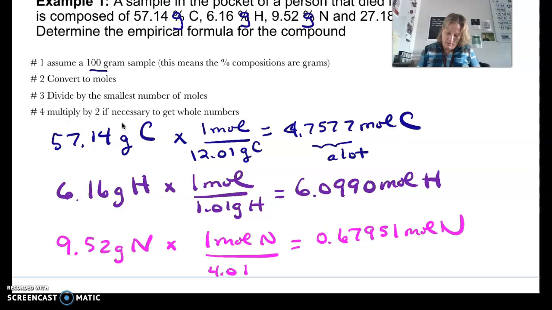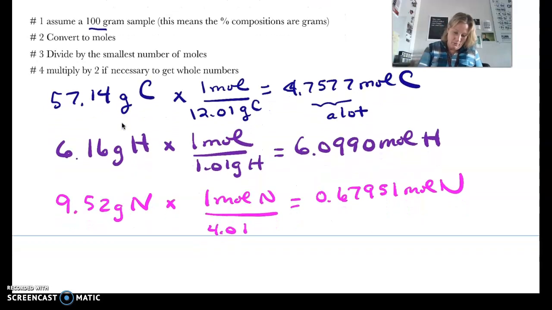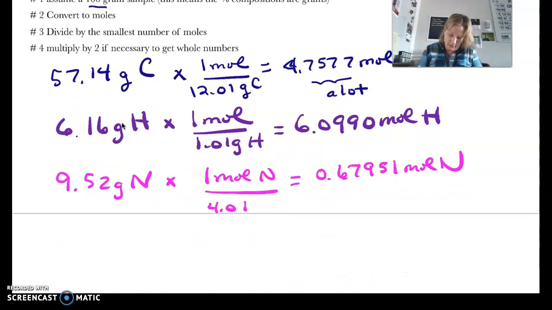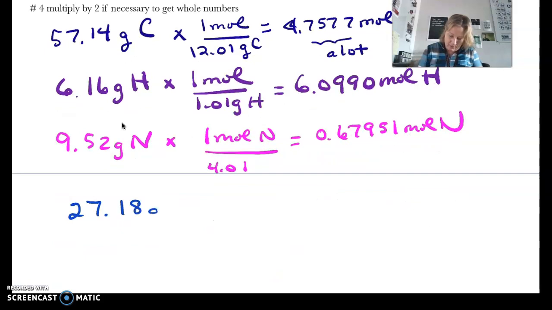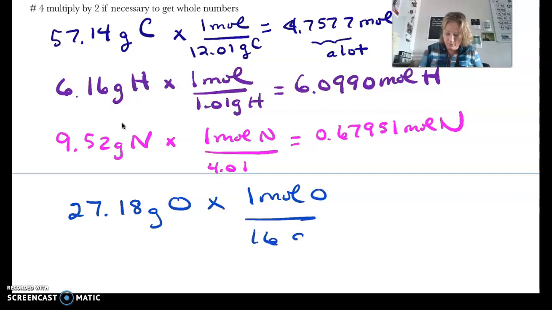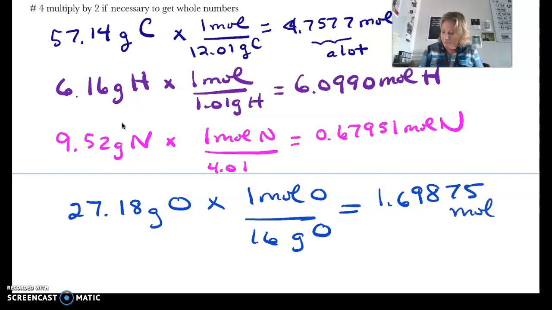So then next I'm going to do the oxygen. We're going to assume the percentages are the same: if we have a 100-gram sample, the percentages are the number of grams. So 27.18 grams of oxygen, convert that to moles of oxygen, and when I do that, I get 1.69875 moles of oxygen.